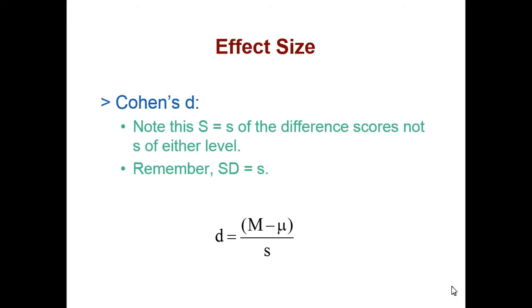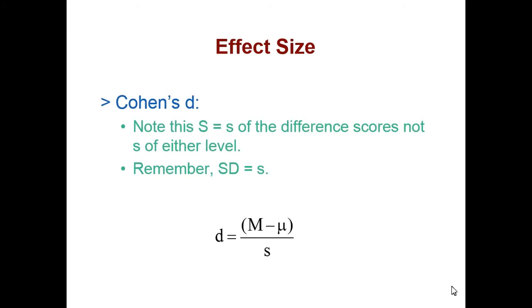But now d for dependent t is mean diff minus mu. Remember, mu is 0. So it's really just the mean difference over the standard deviation of the differences. So this is sometimes called d differences because the denominator is the standard deviation of the difference scores.